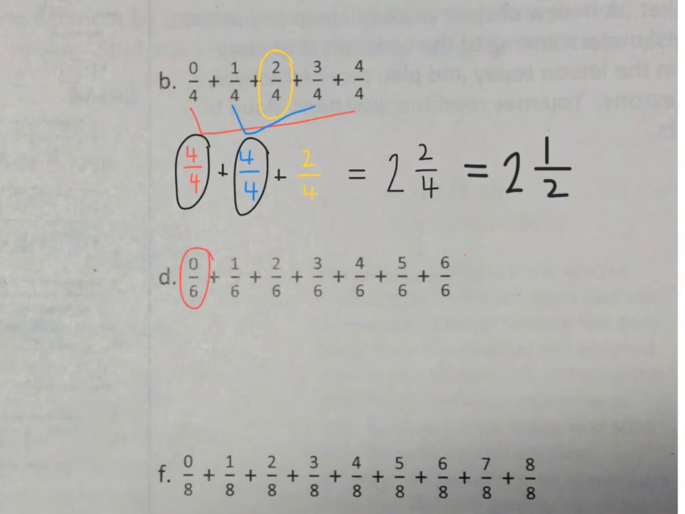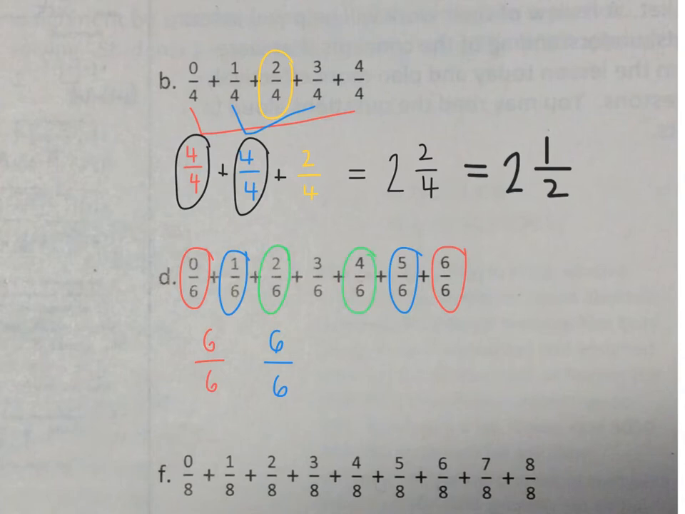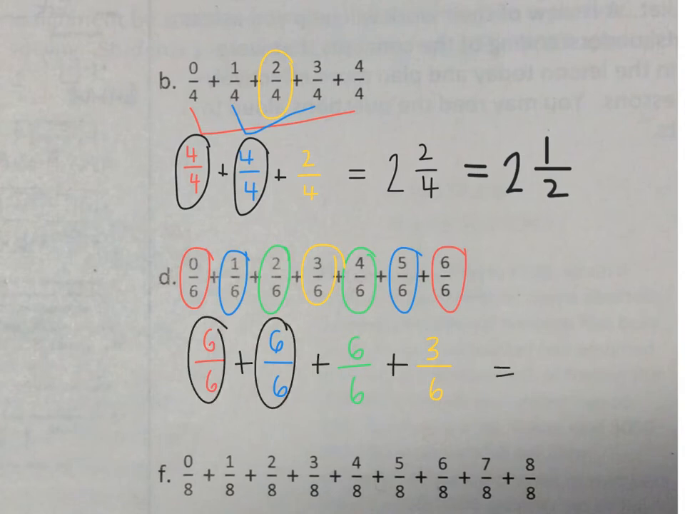I have 0 sixths plus 6 sixths, 6 sixths. What is that going to equal? 6 sixths. I have 1 sixth plus 5 sixths. What's that going to equal? 6 sixths. I have 2 sixths plus 4 sixths. What is that going to equal? Huh. I have 3 sixths left over. So if I add these up, I have 6 sixths, 6 sixths, 6 sixths, and 3 sixths. This is 1, 2, 3, and 3 sixths is exactly what? Half, huh? So this is going to be 3 and a half.